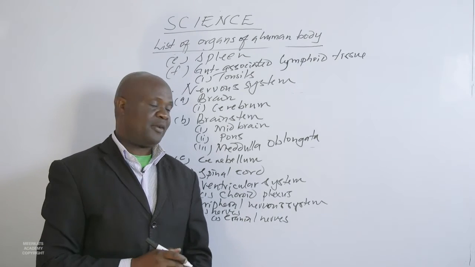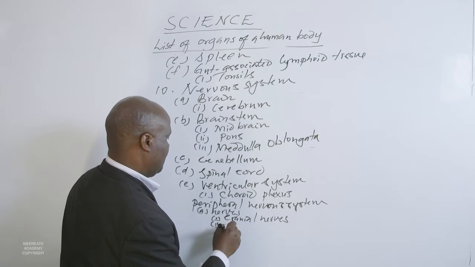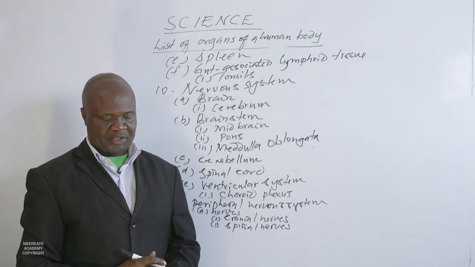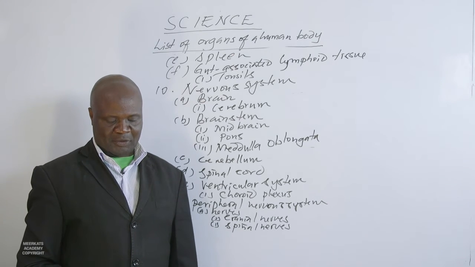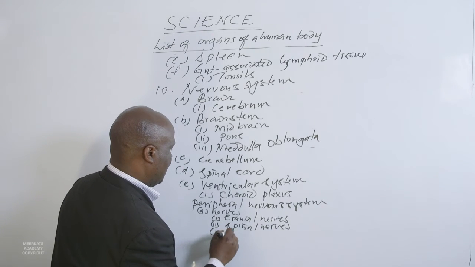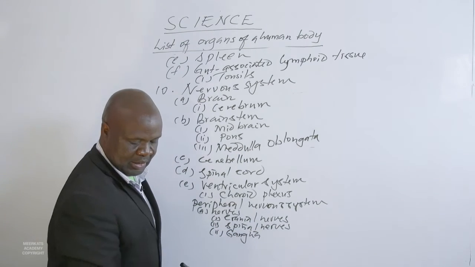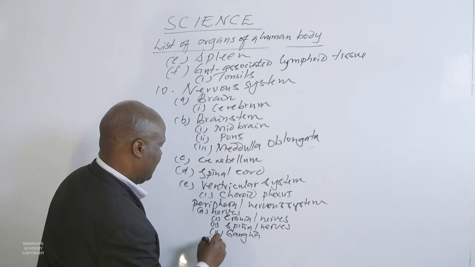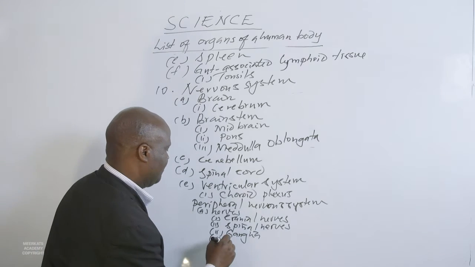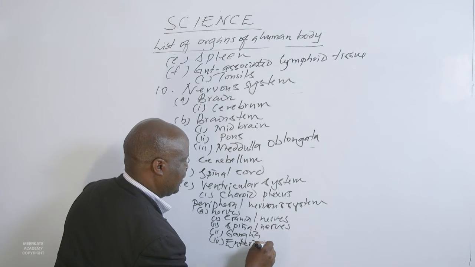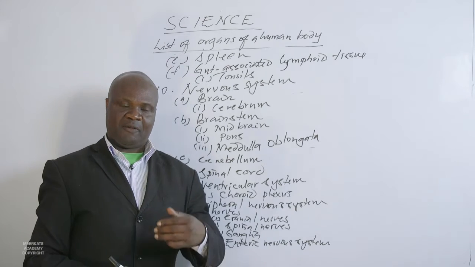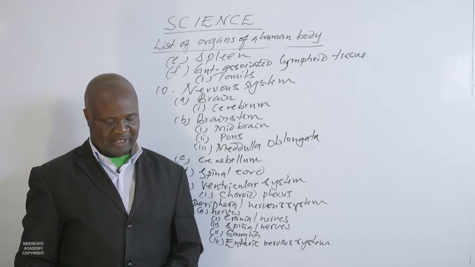We have the spinal nerves. Then from the spinal nerves, we have ganglia. We have the ganglia, and that was the third. Fourth, we have the enteric nervous system. We shall see that one in depth, the functions and the purpose of the enteric nervous system.